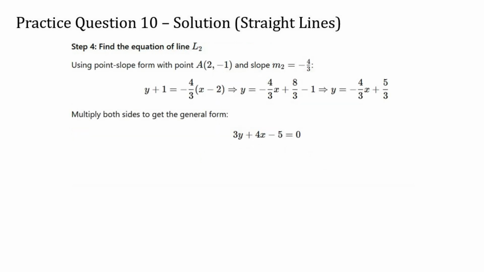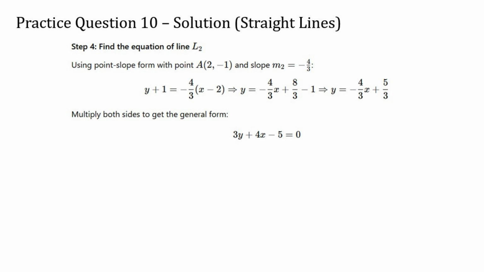Now we can move on to the perpendicular distance from point B to line L2. To do that, we first need the equation of line L2 in general form. We use point-slope form with point A and the slope of line L2, then rearrange the equation into standard form. The resulting equation is 3y plus 4x minus 5 equals 0.